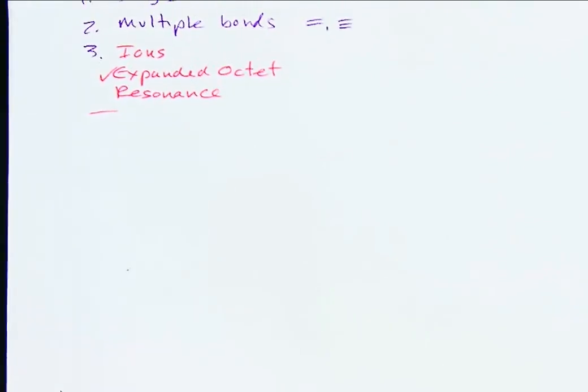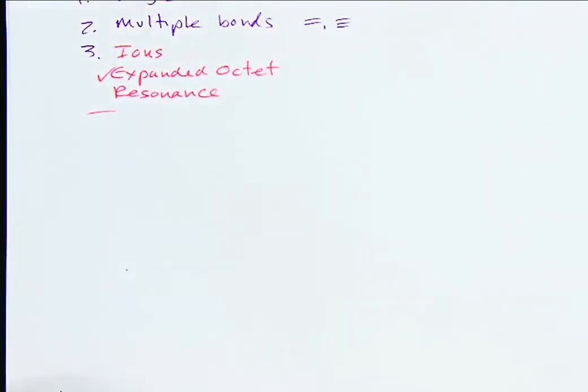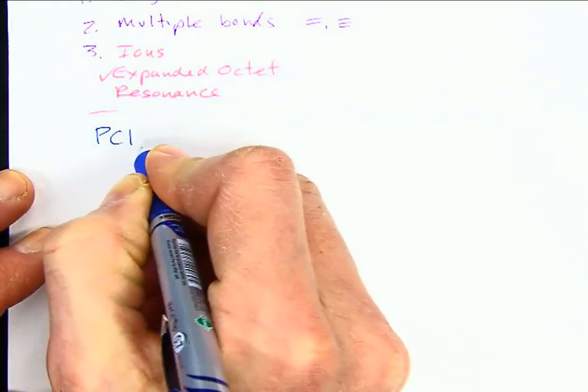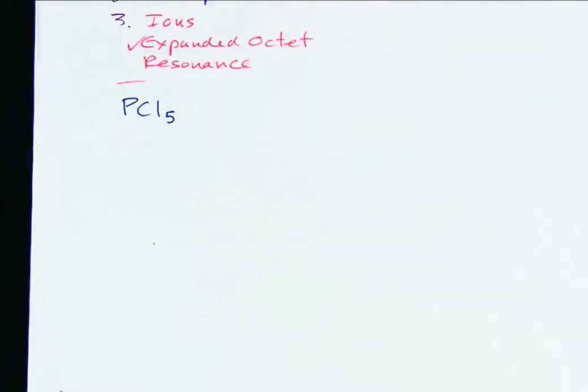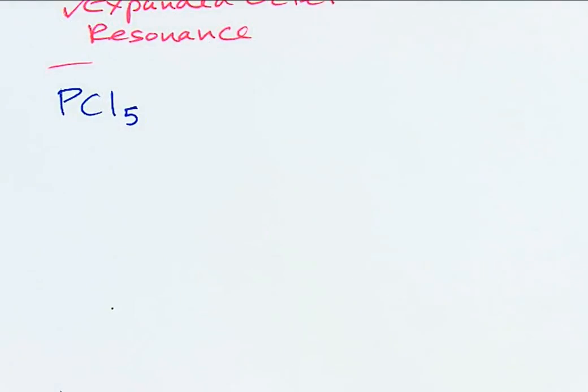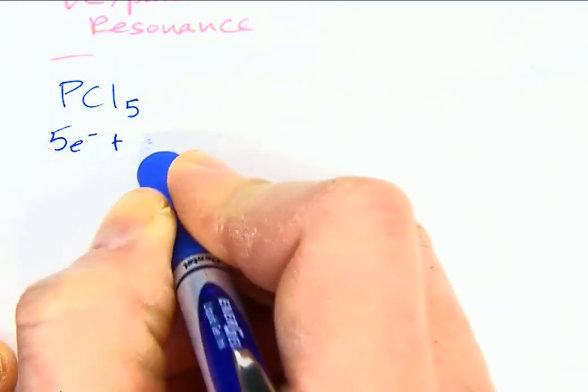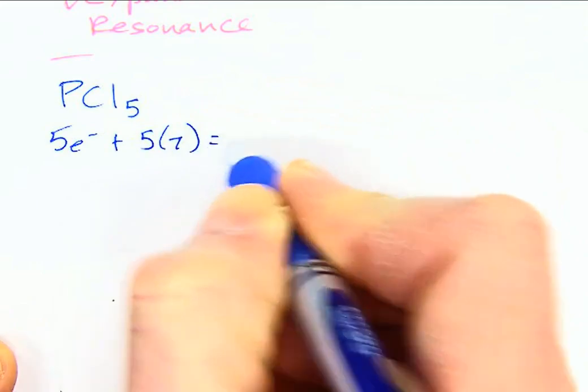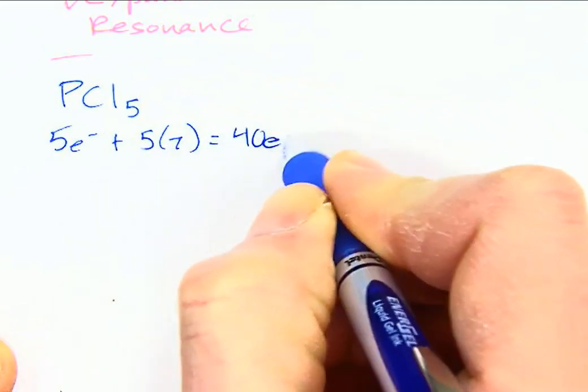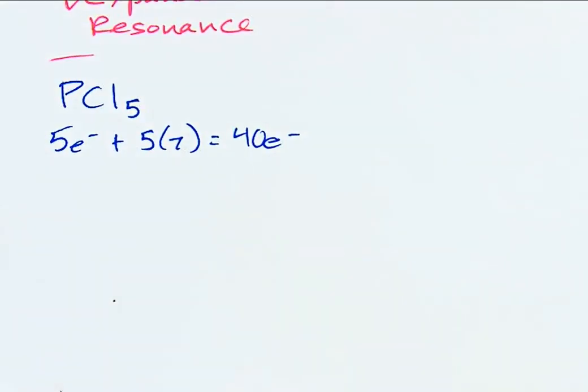There are times when we have structures that need more than 8 electrons on the outside. For example, if we have PCl5, then right away we're going to say, well, how do we draw this structure? Well, let's add these up, and you have 5 electrons here plus 5 times 7, so that's a total of 40 electrons that are going to go around this structure PCl5.